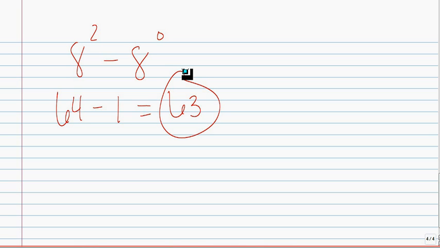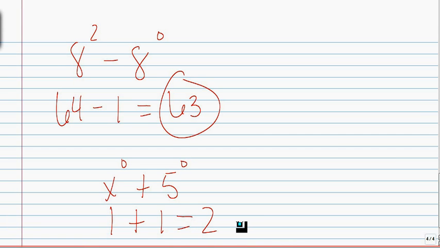Alright, I like to end on this one note. What if I have x to the 0 plus 5 to the 0? What is this? Anything to the 0 power is 1, right? So 1 plus 1 is 2. This goes back to what we learned in kindergarten. We first learned how to count with 1 plus 1 being 2. Now we just took it to a higher level. I thought you'd enjoy that.